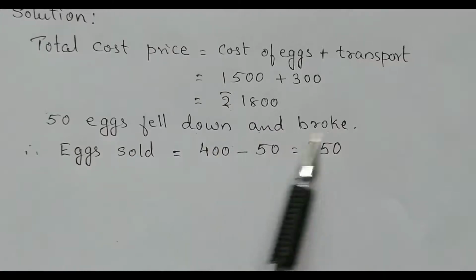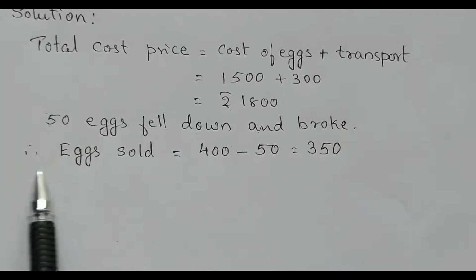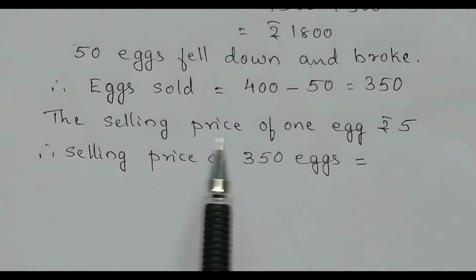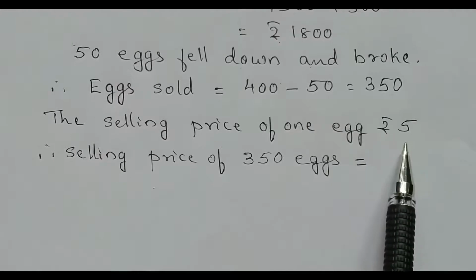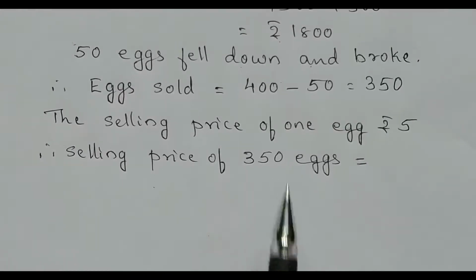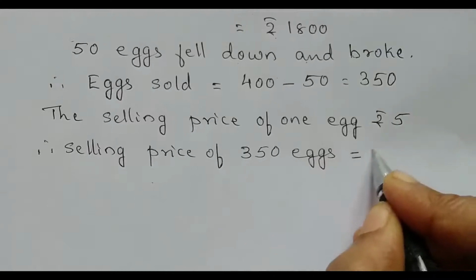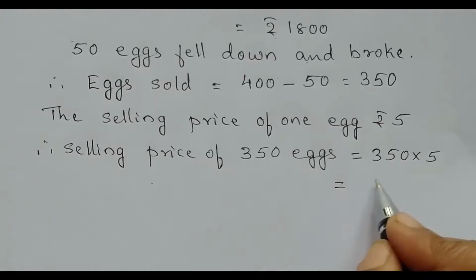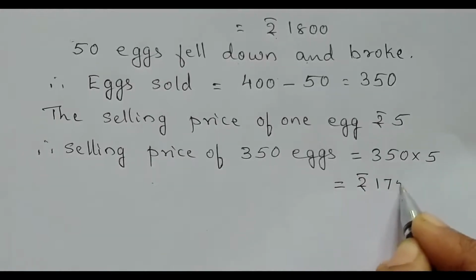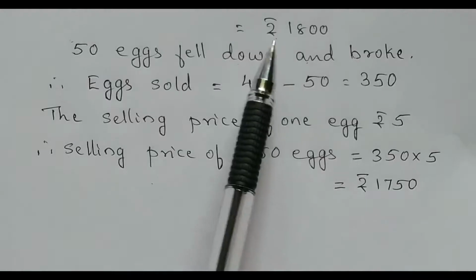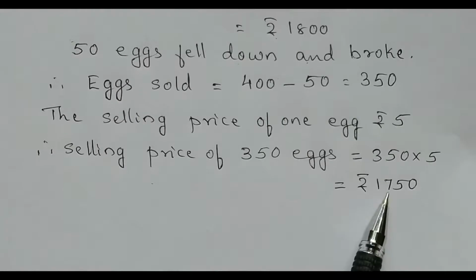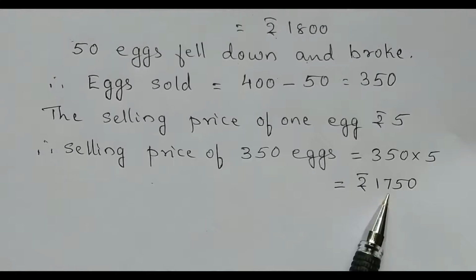50 eggs fell down and broke. Therefore, the number of eggs sold is 350. The selling price of one egg is rupees 5. Therefore, the selling price of 350 eggs will be 350 multiplied by 5, which is equal to rupees 1750. So the total cost price is rupees 1800 and the total selling price is 1750. So the cost price is more than the selling price.